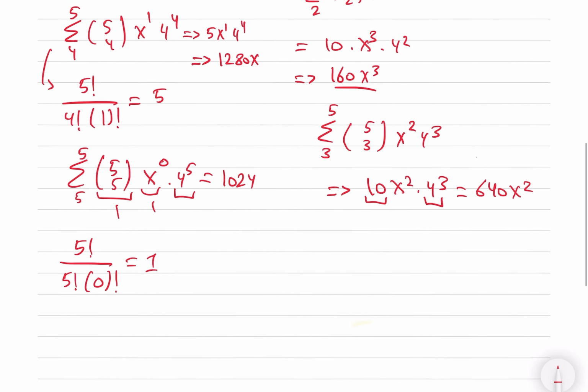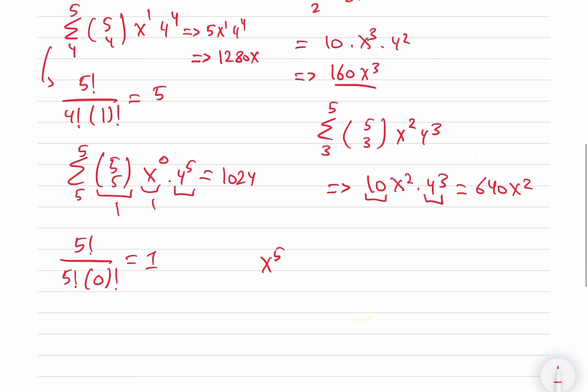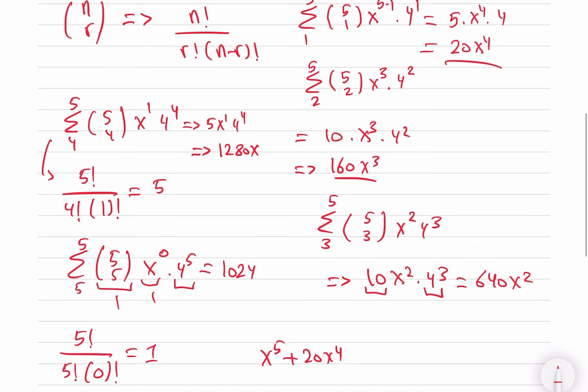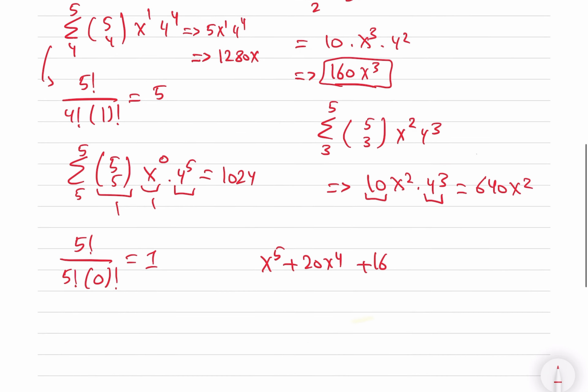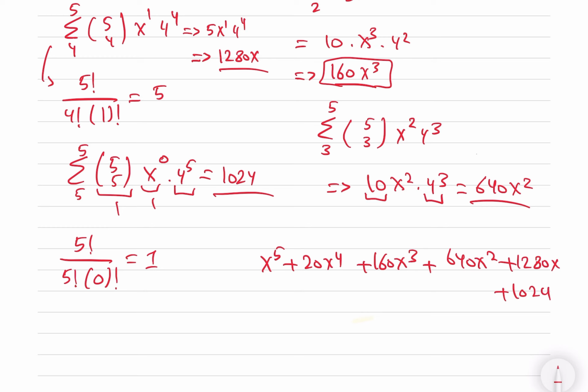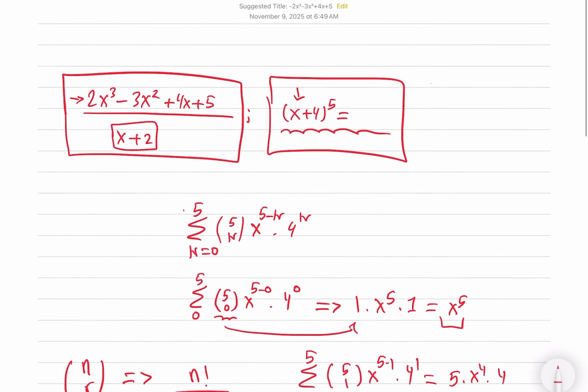So let's have a look at our elements. We have x to the power of 5, write that down, plus 20x to the power of 4, which is the second one. Then you have the third one, which is 160x cubed. Then we have this one, which is 640x squared. The last term, 1280x, the last x, and then we have this, which is 1024. And yeah, that's pretty much it.